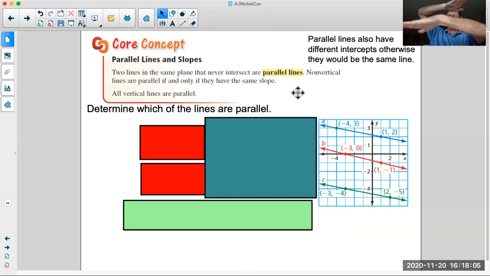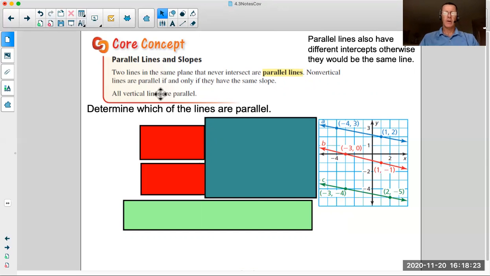You could have 2 lines that are like this. They never intersect. They're not in the same plane. They're called skew lines, S-K-E-W, for you trivia fans. And actually you'll get into that in a much bigger way in geometry or honors geometry.